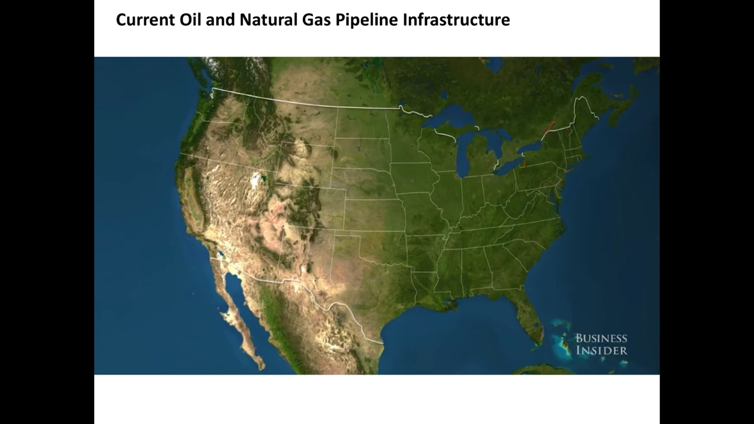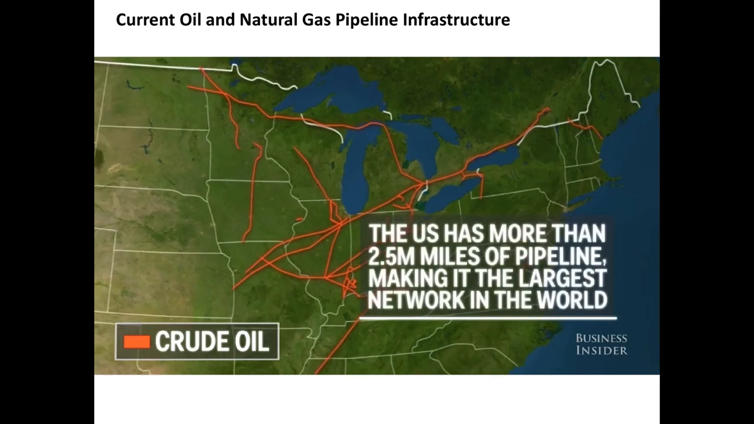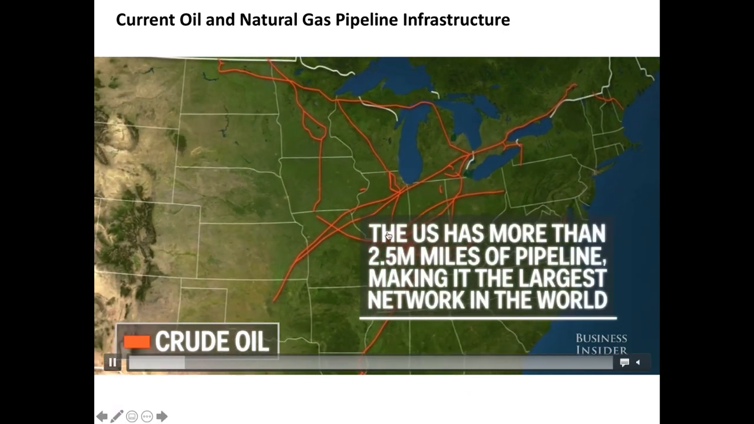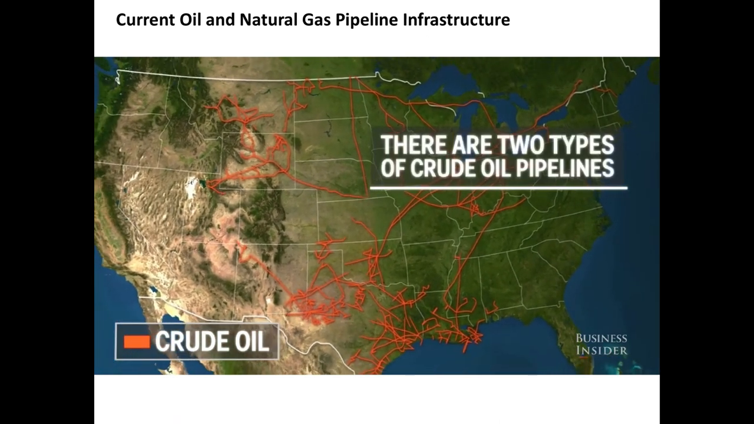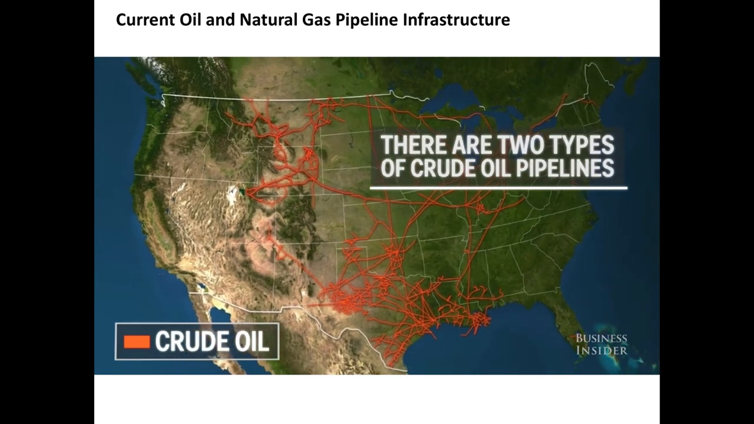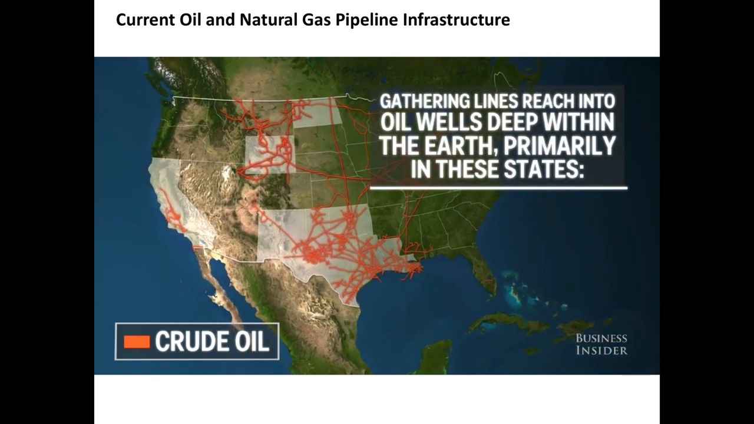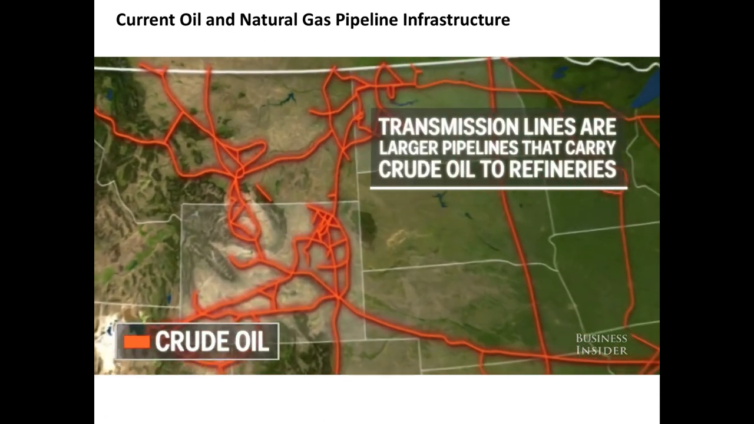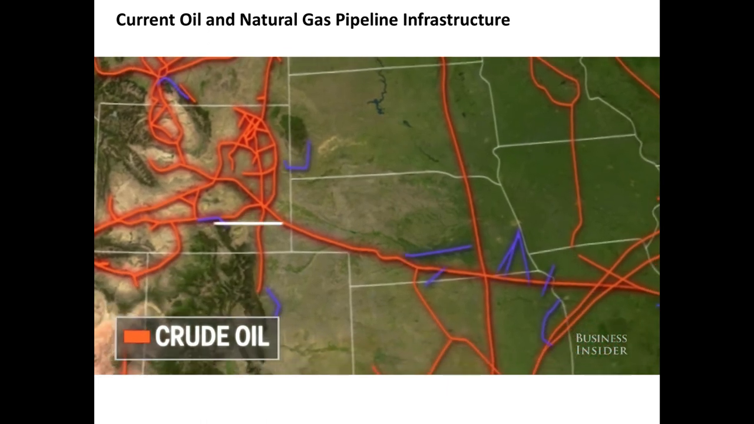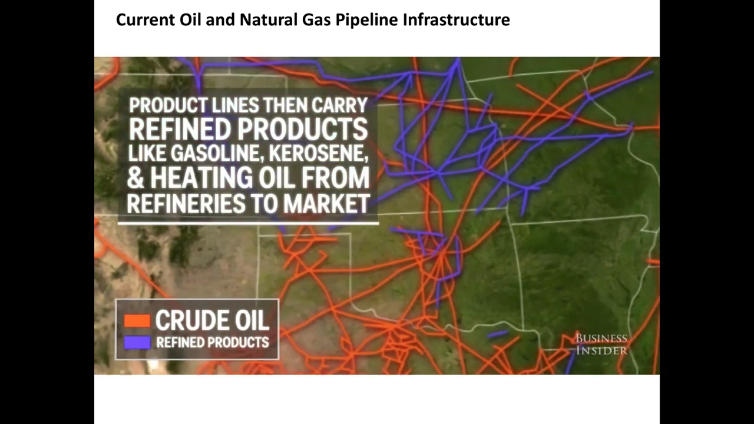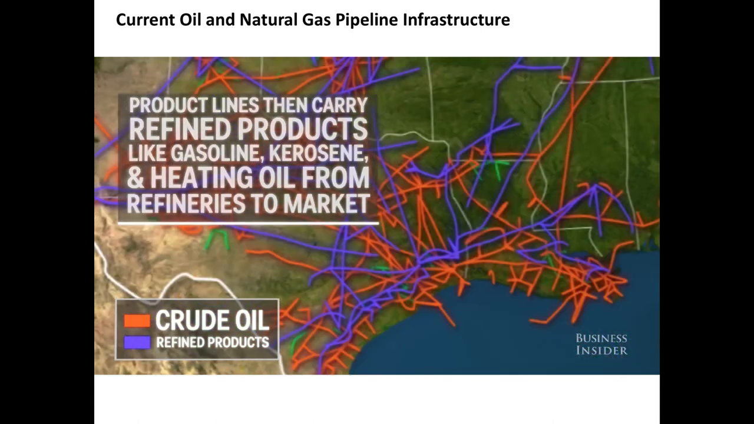Here the animation is drawing out the states. Orange are crude oil pipelines. This is oil that's been pulled out of the ground, and there are more than 2.5 million miles of pipeline, either at or in most cases below the surface. There are two types of crude oil pipelines: gathering lines that gather the oil coming out of the ground, and transmission lines that ship that oil to the refineries around the country that use distillation to crack apart different fractions of oil.